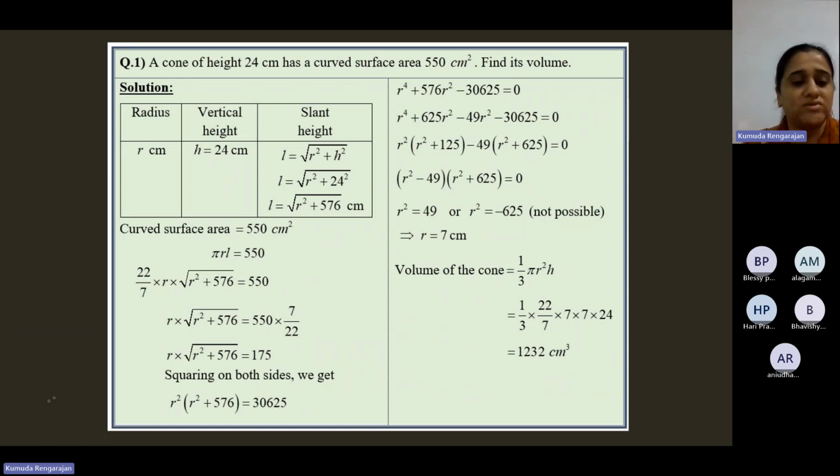So you'll have to square on both the sides. Squaring on both the sides. Why? To get rid of the square root symbol. So when you square on both the sides, this whole thing is squared, and this one is squared. When you square this, R square. And when you square this one, the square and the square root get cancelled. So you get R square plus 576.